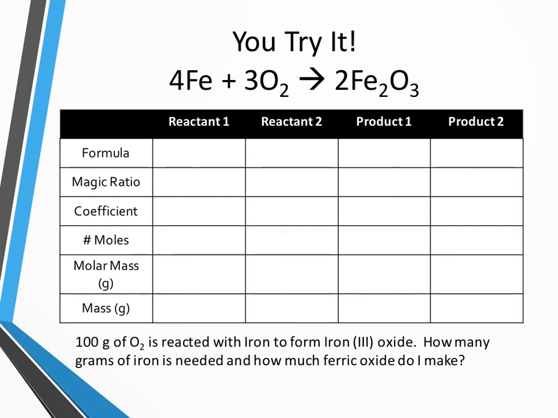Okay, so now you're going to try it, right? So you're going to use this balanced equation. Iron plus oxygen gives me ferric oxide, or Fe2O3. You're going to fill in the columns here, do the math as I instructed you before, and see what you get for an answer. Now, you are going to react 100 grams of oxygen. So you're starting with 100 grams of oxygen, and I want to know how much of this you're making and how much iron you need. So when you're ready, stop the video, work the problem, and then come back when you're ready for the answer. So stop the video now.